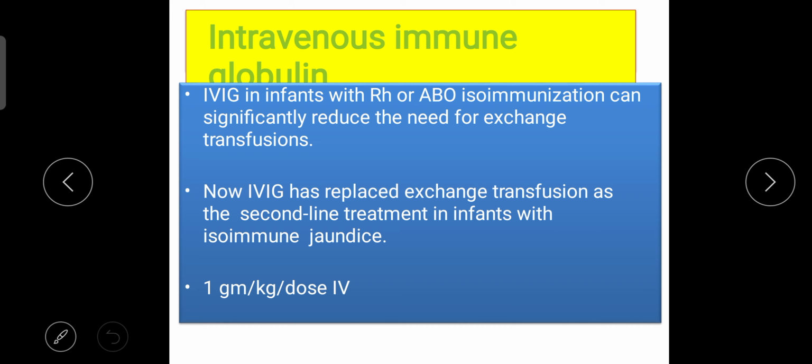Next treatment is intravenous immunoglobulin. Intravenous immunoglobulin in infants with Rh or ABO isoimmunization can significantly reduce the need for exchange transfusion. Now, intravenous immunoglobulin has replaced exchange transfusion as the second line treatment in infants with isoimmunized jaundice, at 1 gram per kg IV.